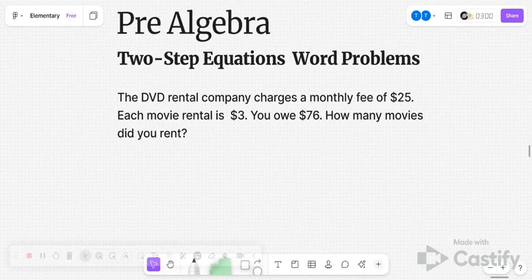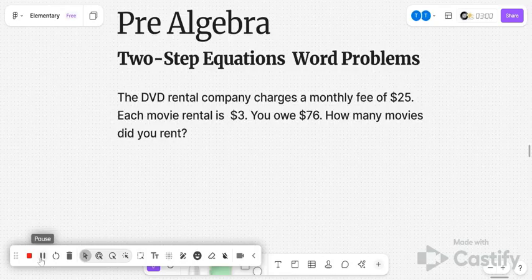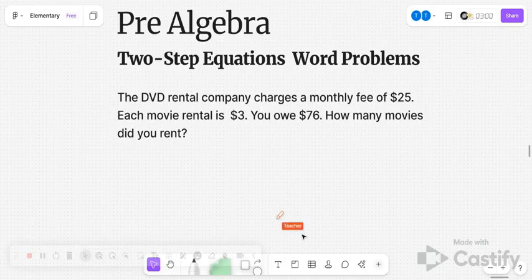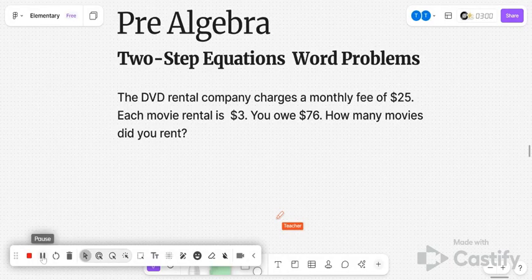The DVD rental company charges a monthly fee of $25. Each movie rental is $3. You owe $76. How many movies did you rent? So pause the video and think about how to solve this question, and make sure you focus on how to write the equation.